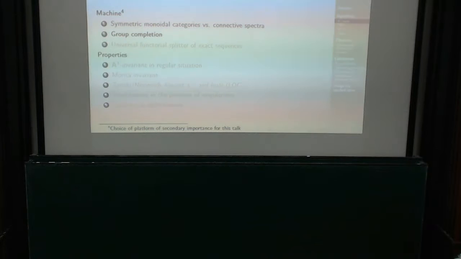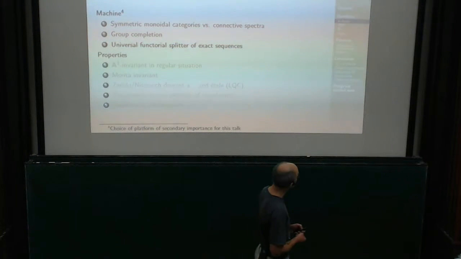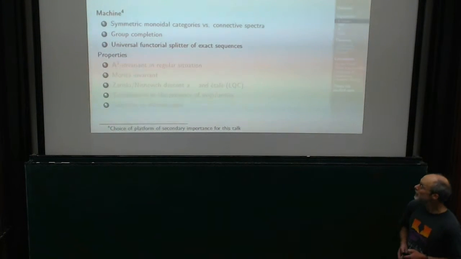We saw it as the group completion. That will not be that important for us right now, but it is in the sense of connective spectra versus symmetric monoidal categories. Of course, when we saw that the sphere spectrum was the K-theory of finite sets, what you do is that you add negative finite sets, and you get the sphere spectrum. And lastly, you can view it as the universal functorial splitter of exact sequences.